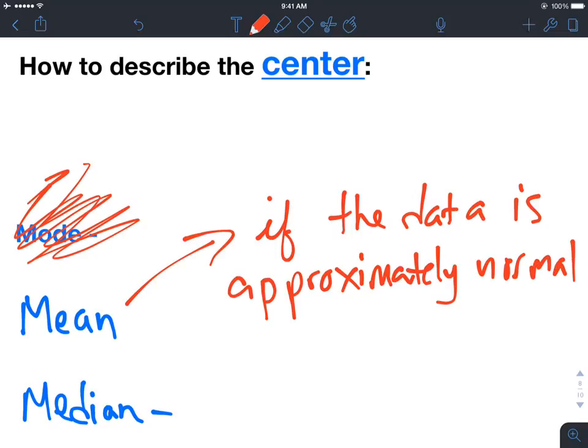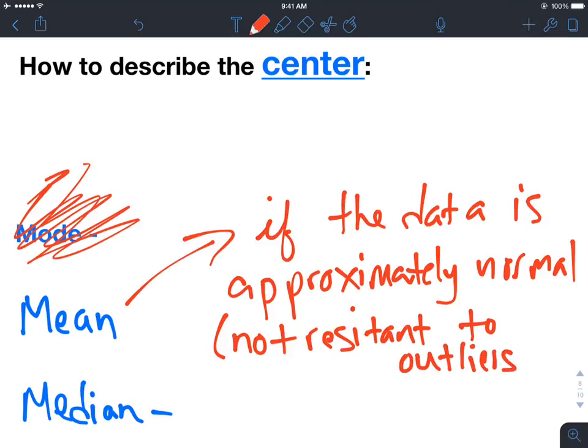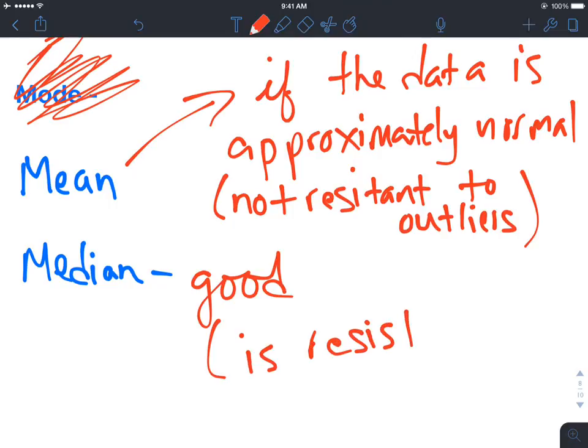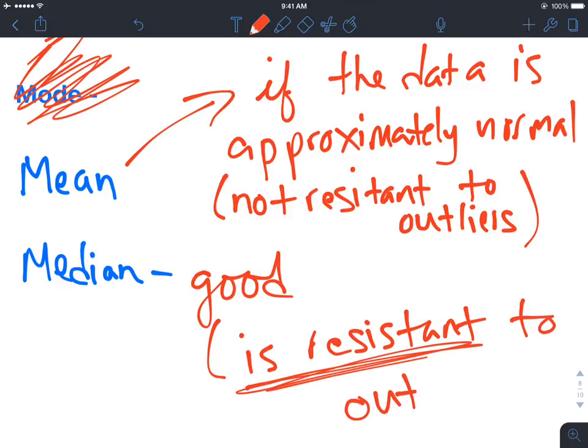Because remember, a mean is not resistant to outliers. So if you think of that Stanley All-Star example, I would not use the mean because it had an outlier at 49. And the median, this is a good way because it is resistant to outliers.